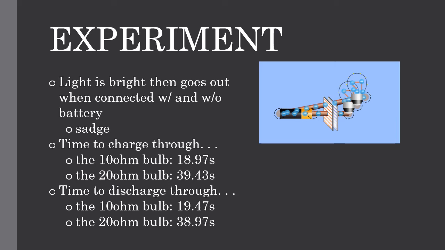Another way we could analyze our circuits was by using lights and capacitors as they charge and discharge. One interesting thing we saw is that when we were discharging through a 10 ohm versus a 20 ohm bulb, it took roughly double the time, which shows us that when you double the resistance, the current gets halved, which means the speed that things happen is also halved because the rate is halved.